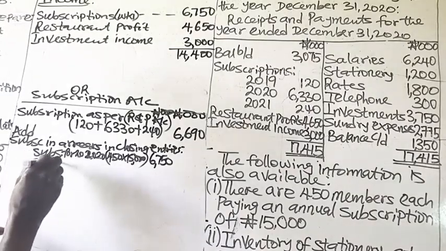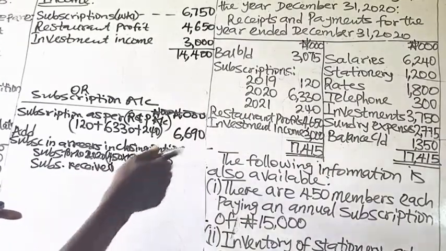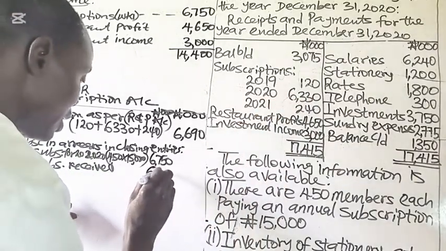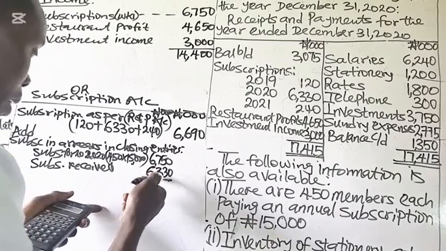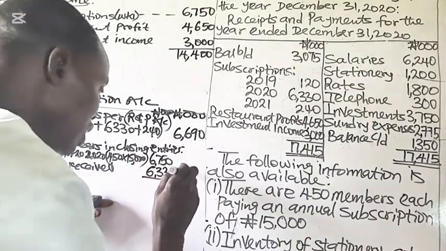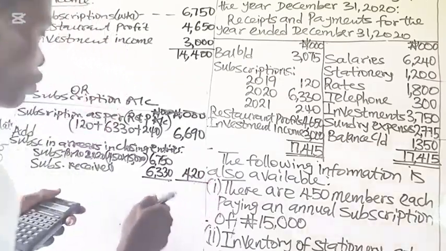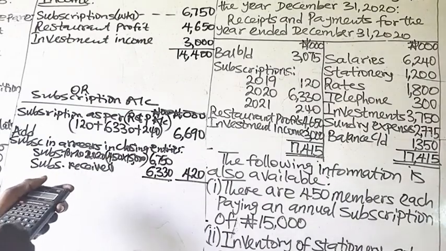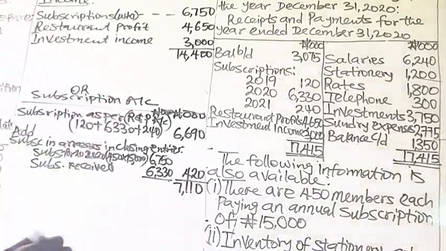Subscription received: of these 6,750,000, the amount received is 6,330,000. So the amount received is lower than the amount due. That means a certain amount is in arrears, which amounted to 420,000. If you add the 420,000 to 6,690, then you have 7,110.